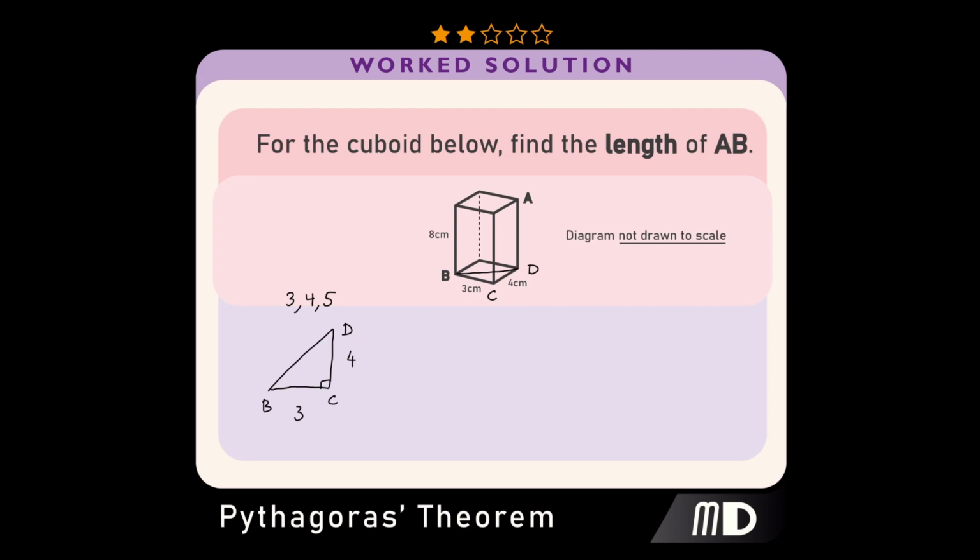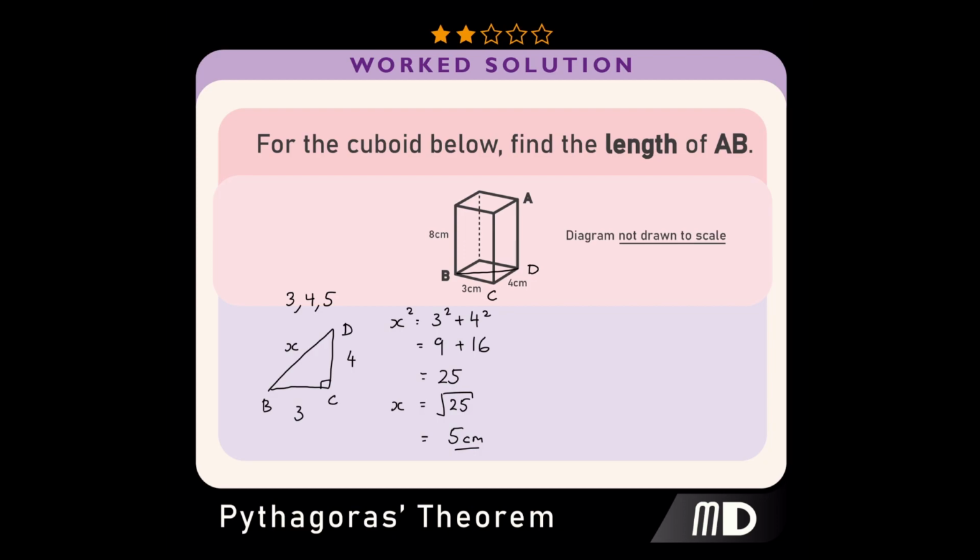So the hypotenuse I'm going to mark on as x. And so x squared is equal to 3 squared plus 4 squared. 3 squared is 9. 4 squared is 16. And together they add to 25. x is the square root of 25, and the positive square root of 25 is 5 centimeters. So that's the length BD.